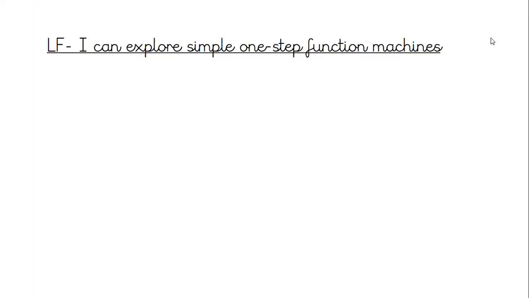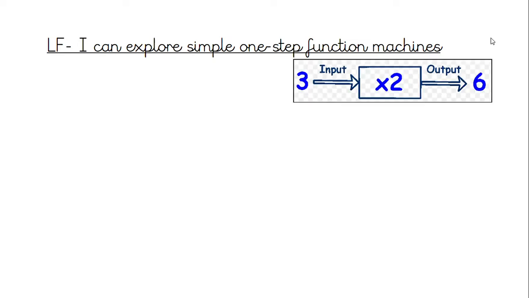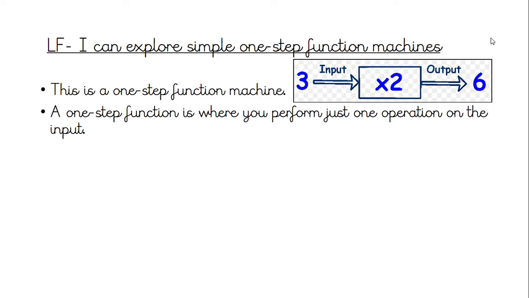Okay, moving on to today's lesson. So please write the learning focus in your maths book, and it is I can explore simple one-step function machines. Okay, but what is a function machine? Here I've got a picture of a function machine, and this is a one-step function machine. A one-step function machine is where you perform just one operation on the input number. So here you can see that the input number is 3. It's gone into the function machine. The function is multiplied by 2, and then the output is 6 because 3 times 2 equals 6.